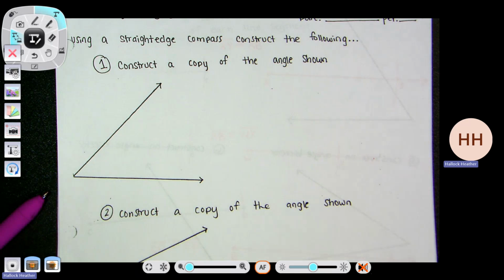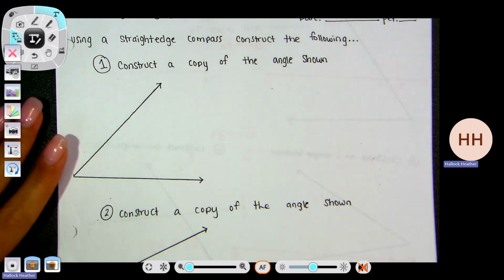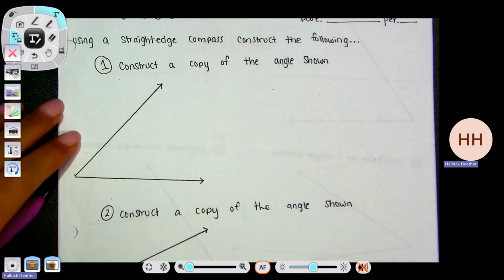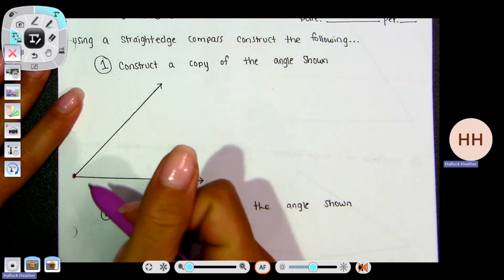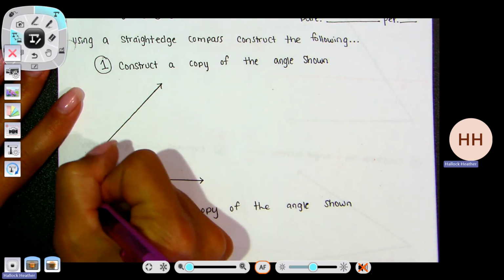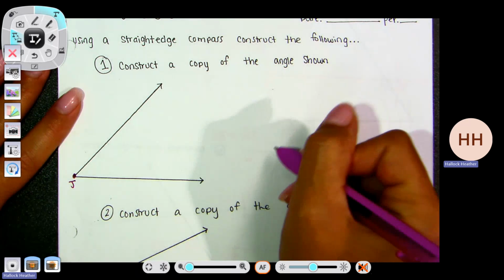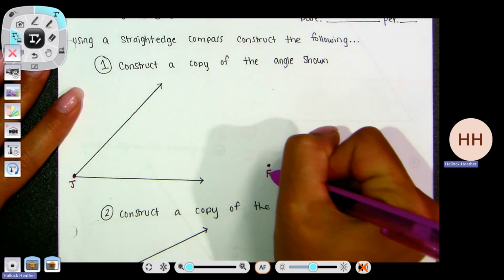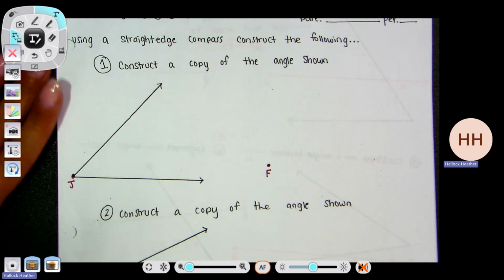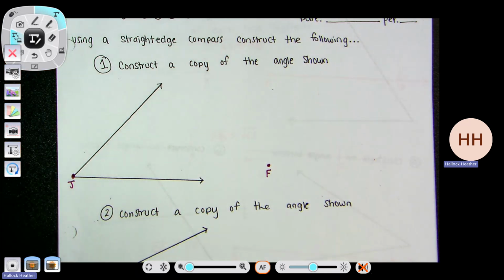So what's step 1? A point. Let's call this one over here J. And then over here, I'm going to call this one F. I'm just making up random stuff. After you draw your point, because this is a copy, we need to make it over there. So for our copy, we're putting it over there. I'm going to draw a ray leading to F.